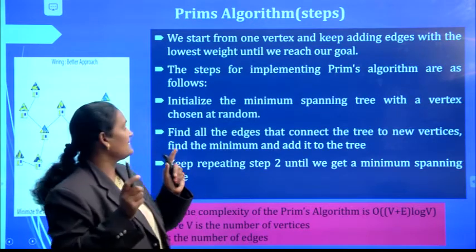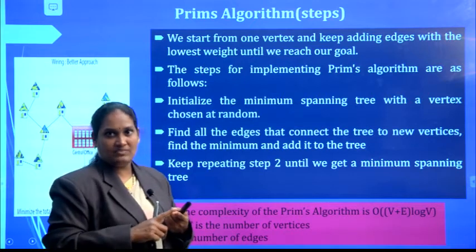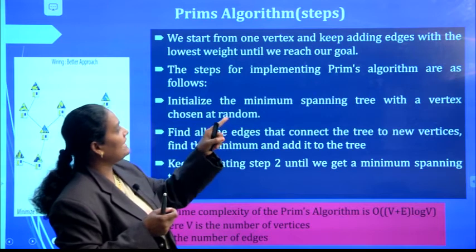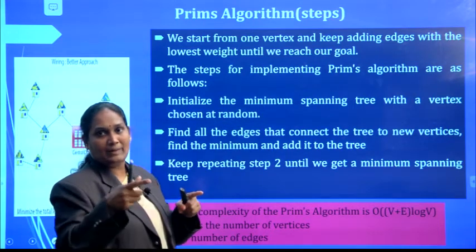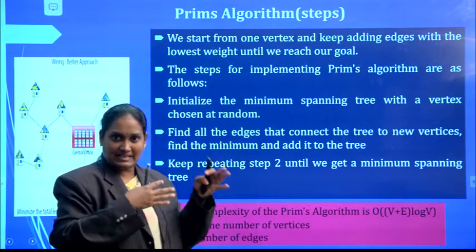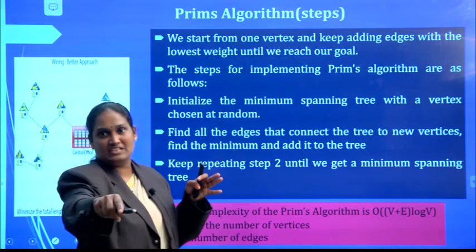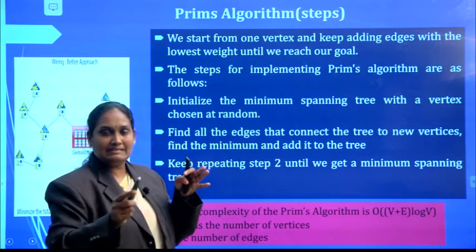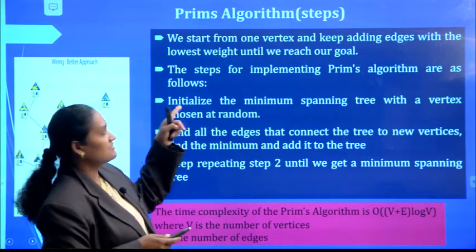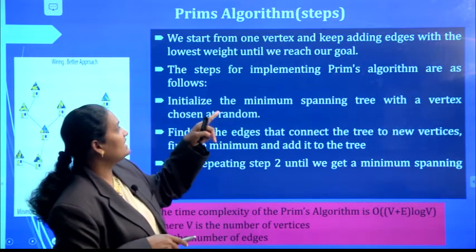So what is the first step of Prim's algorithm? We start from one vertex. First we select one vertex. Then we are going to keep adding edges by selecting some other vertices. First I selected one vertex. If I select another vertex, there should be an edge between those two vertices. Like that we keep adding the edges with the lowest weight, so that edge should have the lowest weight, until we reach the goal.